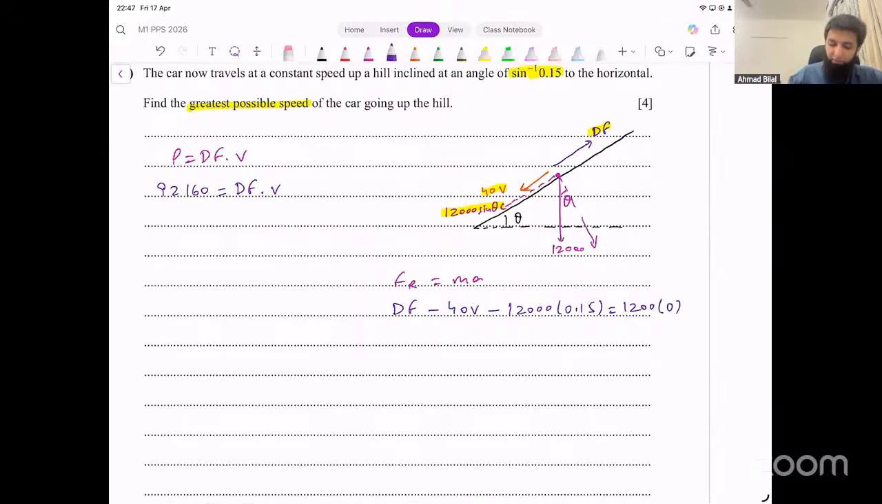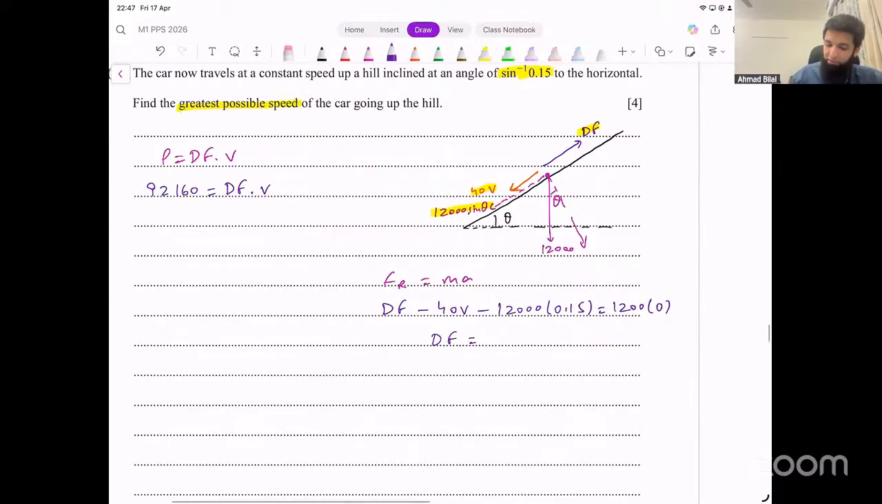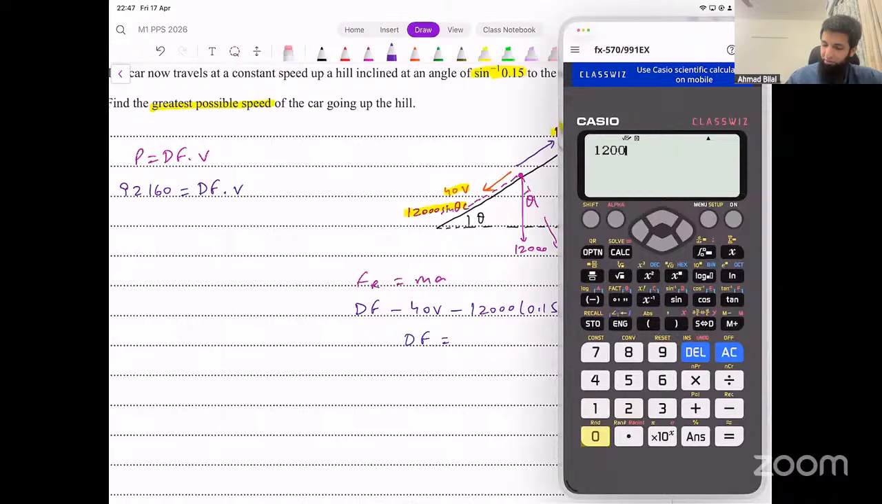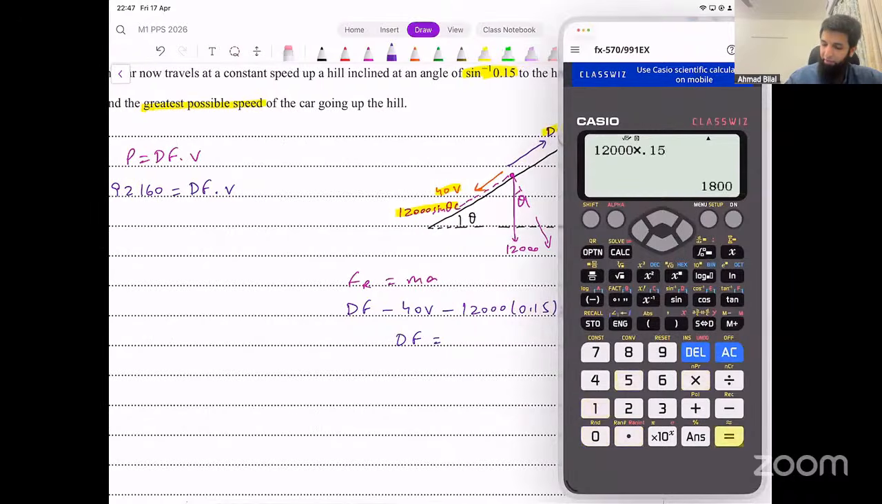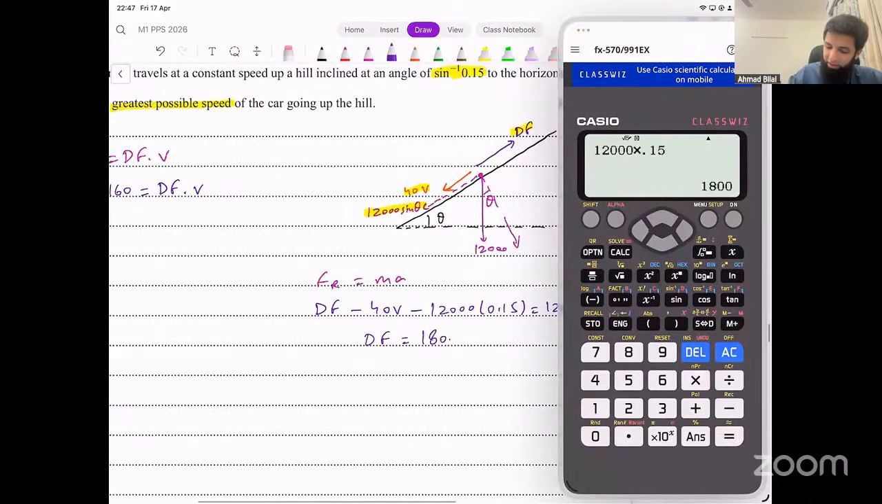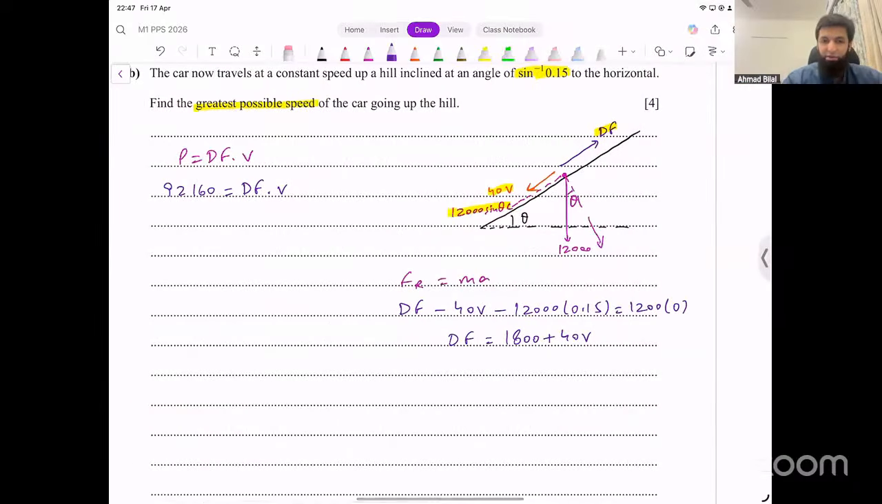Find the value of DF from this. That will be in terms of, what are we looking for? V, right? Okay. It will be in terms of V. You can see what that is. 12,000 into 0.15. That's 1,800. 1,800 plus 40 times V. That's another equation that we're getting.